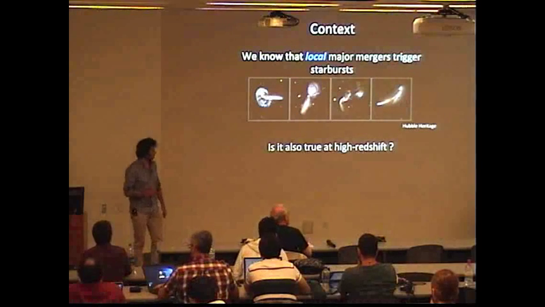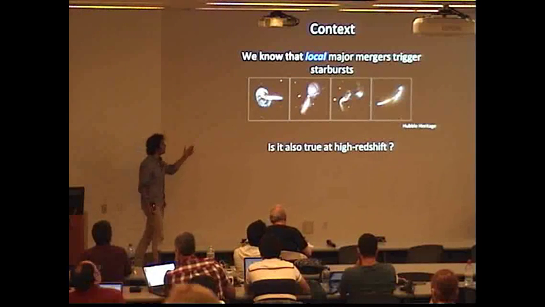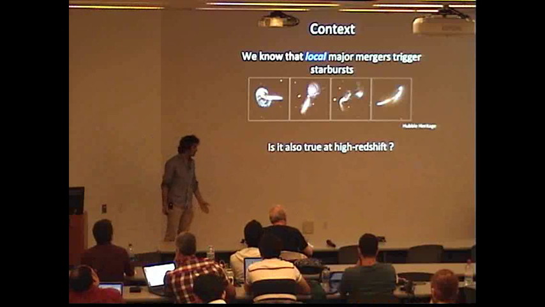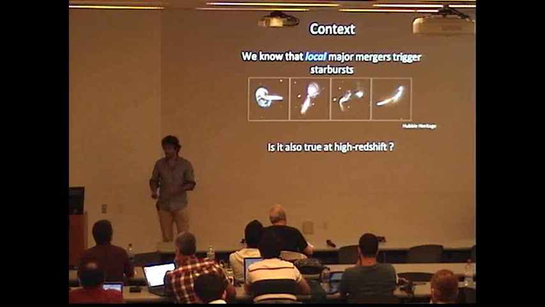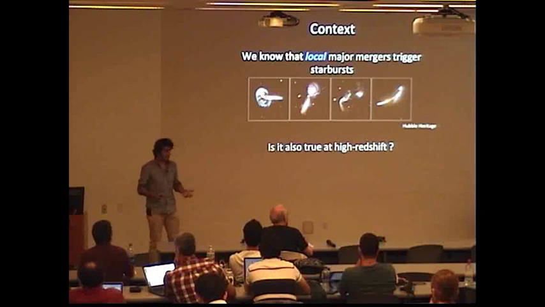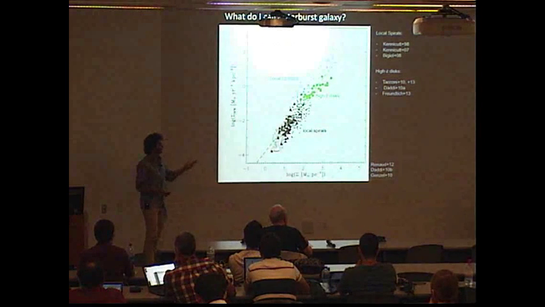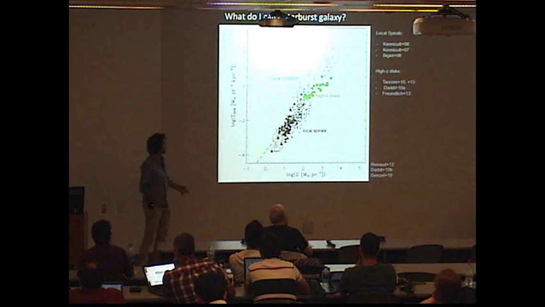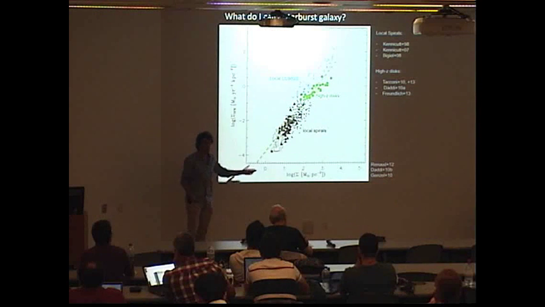So the context of my research is that we know that all local major mergers trigger starbursts. Is it also true at high redshift? So first of all, I'm going to describe what I call starburst. To do that, I'm using the Schmidt-Kennicutt relation. We know that from galactic scales to high redshift disks, all galaxies follow a very tight relation.